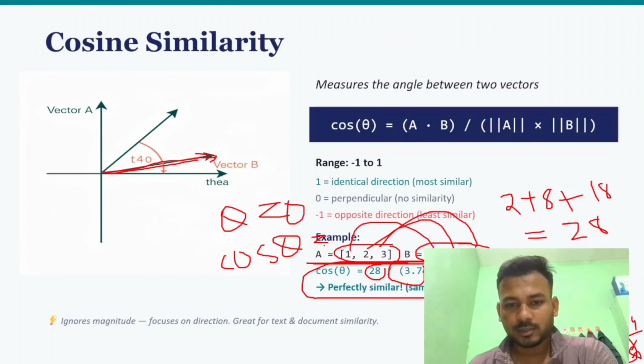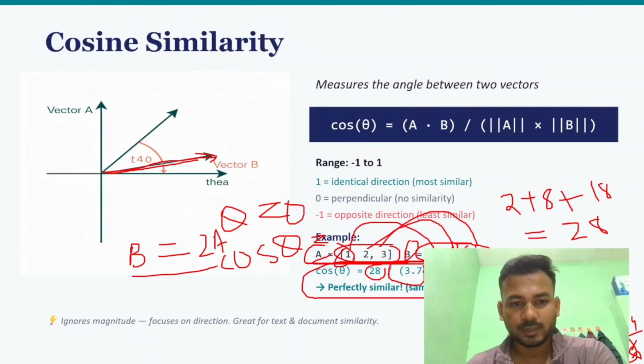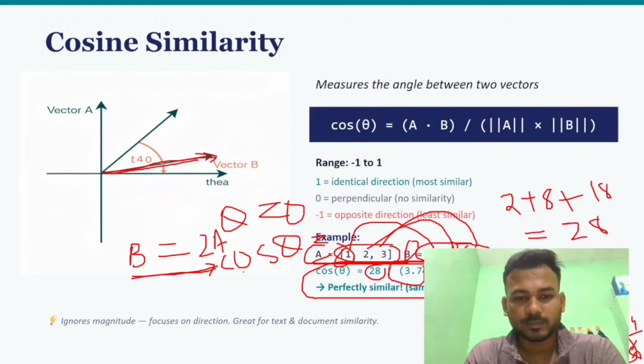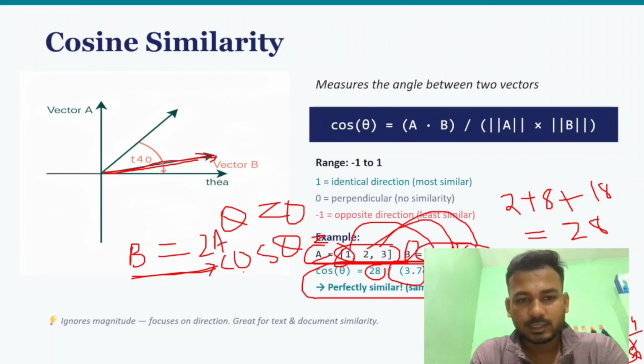You can observe A and B, and you can say that B is equal to 2A. It's the proportion: 1 into 2 is 2, 2 into 2 is 4, and 3 into 2 is 6. So B is equal to 2A, which means they are in a similar direction. So it just gives you the context that they are in a similar direction.